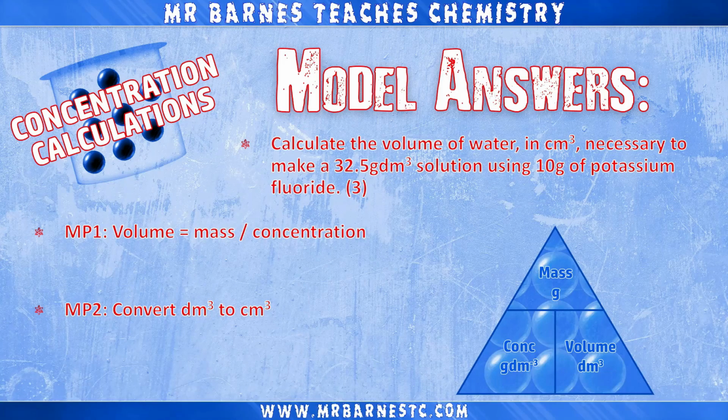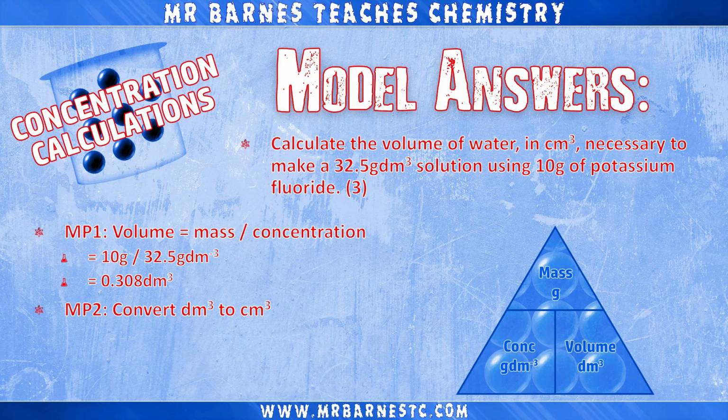Next question. This one asks you to calculate the volume in centimeters cubed, so it means you need to rearrange the calculation. Start off with working out the volume in decimeters cubed, which is the mass, 10, divided by the concentration, which is 32.5 grams per decimeter cubed. This comes out to 0.308 decimeters cubed to 3 significant figures, getting you the first mark.